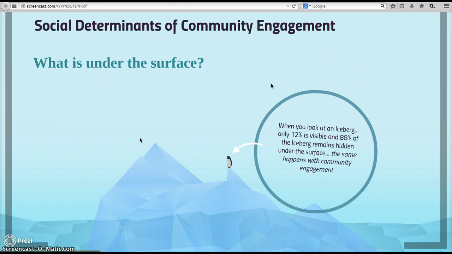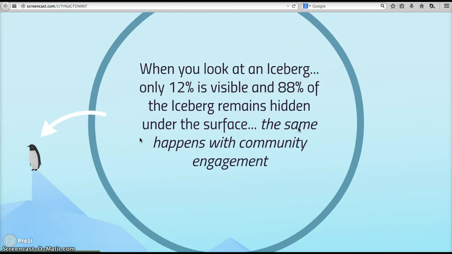And we will use the image of an iceberg, which, as you know, is always more than it appears. And you can ask that to the people traveling in the Titanic, because you can only see 12% on the surface, with 88%, most of it, remaining hidden under the surface. And the same happens with community engagement.